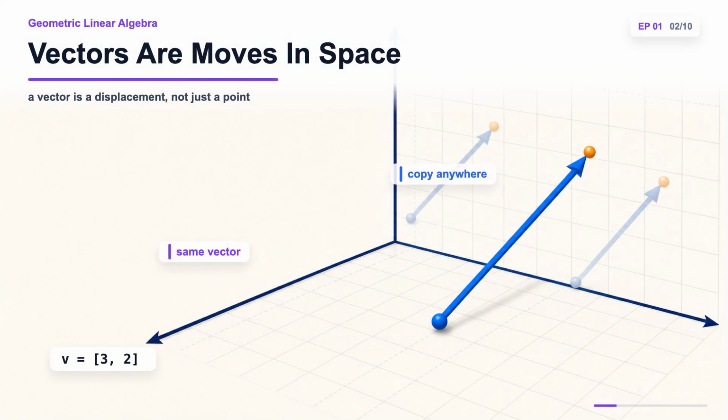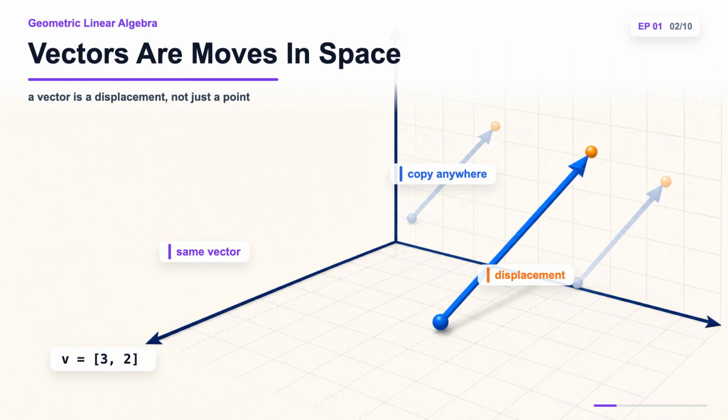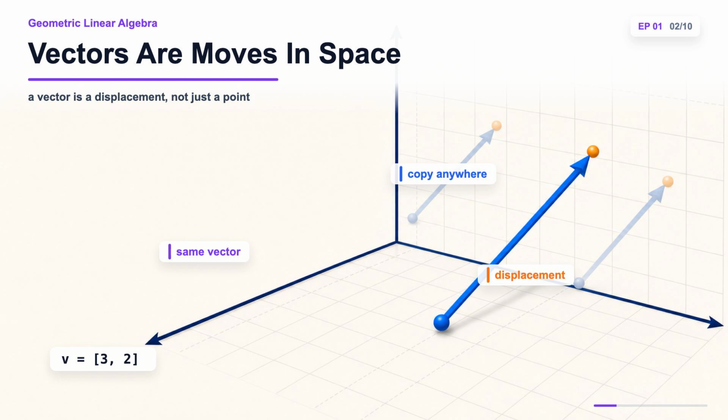Let us start with a vector. In coordinates, a vector might look like two numbers, 3 and 2. But geometrically, those numbers describe a move. 3 units in one direction, and 2 units in another. You can draw that move as an arrow from the origin to a point.